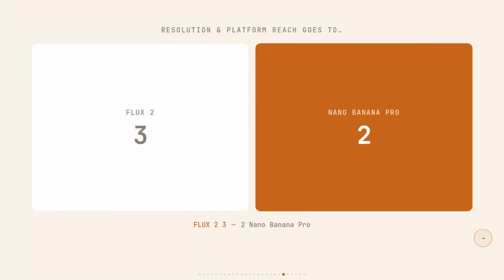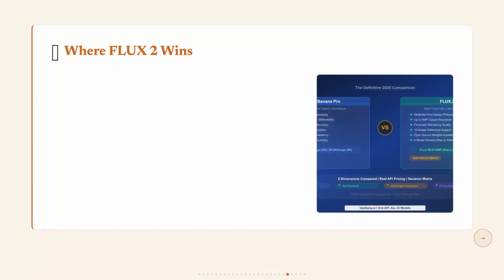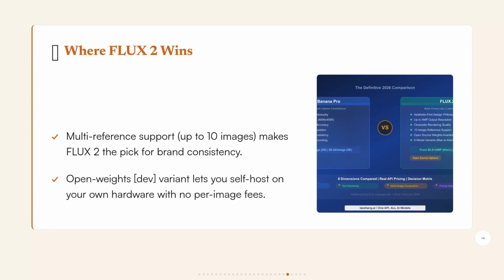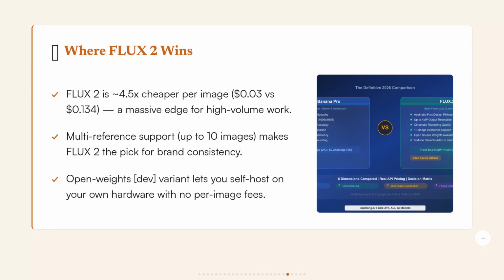So here's where the 5 tests landed. FLUX 2 won on speed, price, and style control, and every one of those wins comes down to the same 2 things, money and control. It's cheaper per image, it holds a look together across more reference images, and the open weights version lets you self-host for 0 per image cost at all.